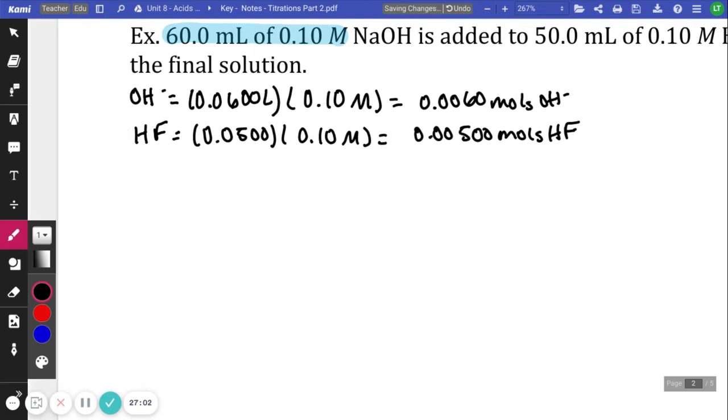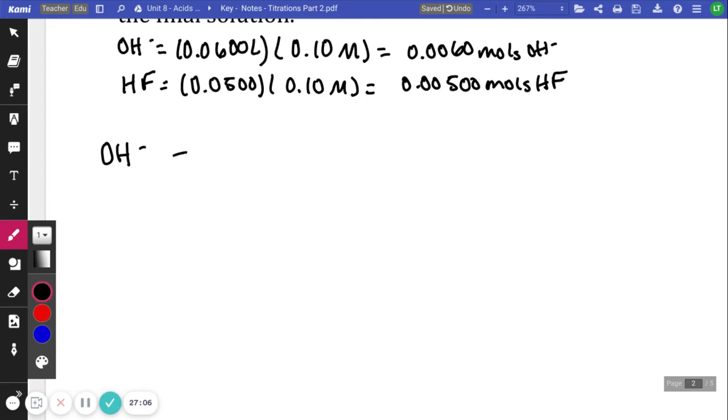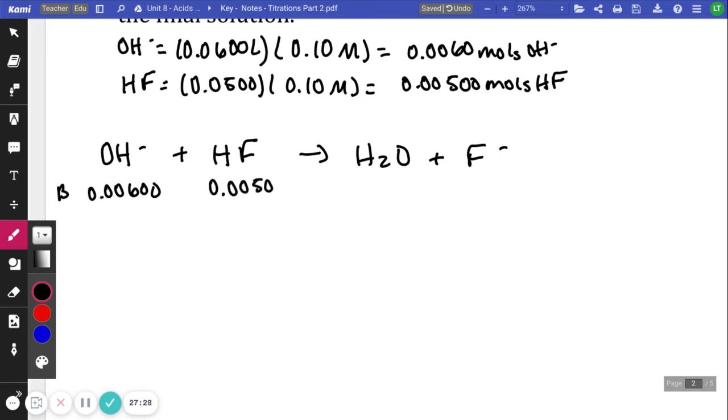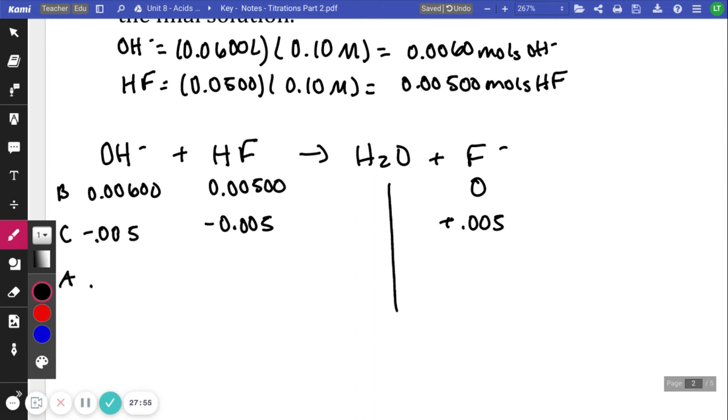So let's do our BCA table. Again, we're using the exact same equation we've used pretty much this whole time. So hydroxide plus hydrofluoric acid yields H2O plus fluoride ions. So before our reaction, I have 0.006 moles of OH, I have 0.005 moles of HF. Water doesn't matter, and I have no fluoride ions. So our change is going to be, we're going to subtract by a smaller number here. So we have fewer moles of HF, so minus 0.005, and add 0.005. So after, I will have 0.001 moles of OH, no HF, and 0.005 moles of fluoride ion.